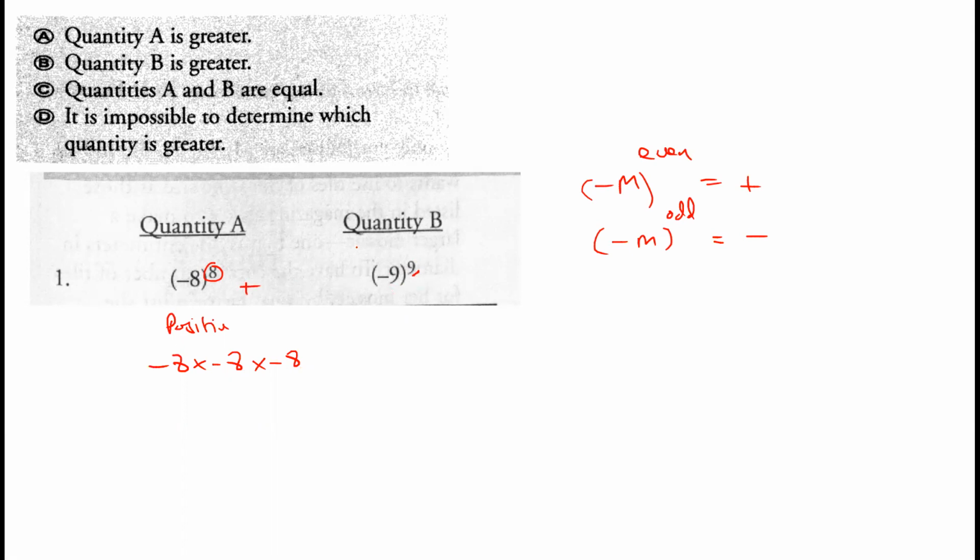So this is a positive number. Quantity B is a negative number. So positive is greater than negative. Hence option A is correct.